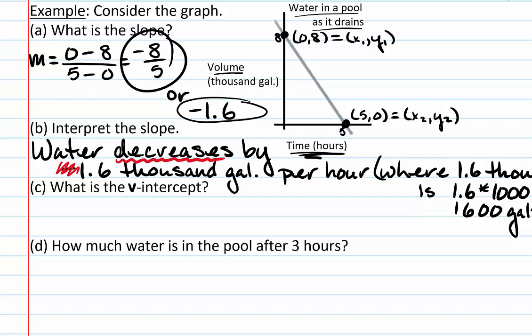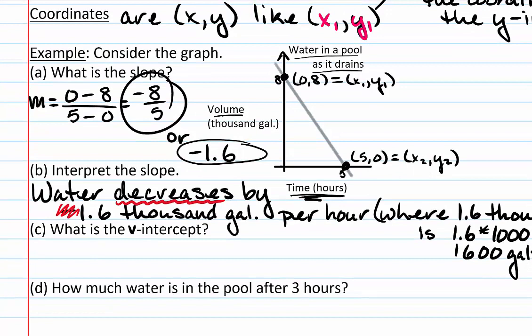What is the v-intercept? The v-intercept is like our y-intercept, except they're calling this the v-axis up here. See what I just did there? We're calling that the v-axis now because it's not just some variable y. It means something in real life. It stands for volume. Nonetheless, it's this value. That's the v-intercept because it's where you cross the vertical axis.